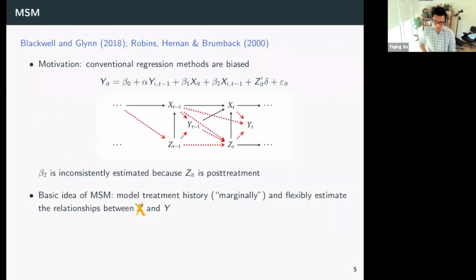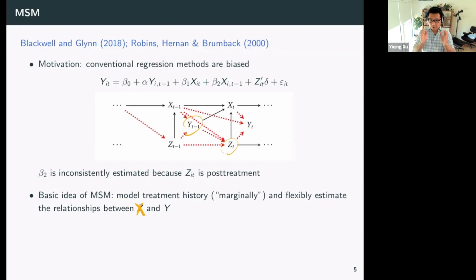So what does it mean by marginal? The original goal is to compare the average outcome of different treatment histories, but because of this confounding issue caused by ZT and also maybe past treatment, we need to look at each period of the treatment separately. So we just need to marginalize based on XT, and then integrate the ZT and the YT minus 1 out.